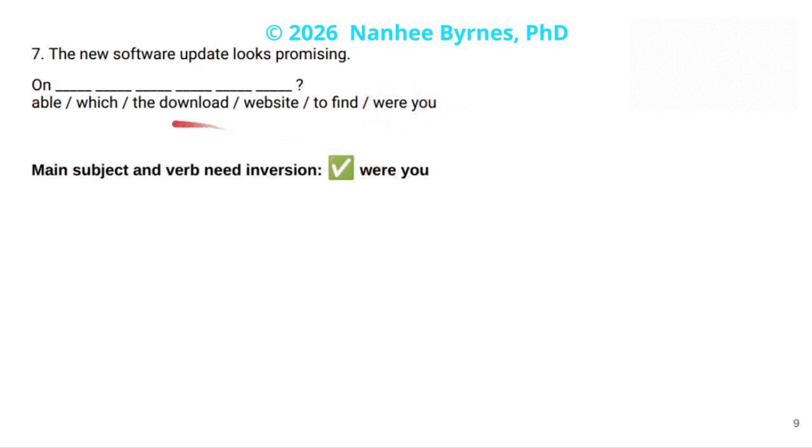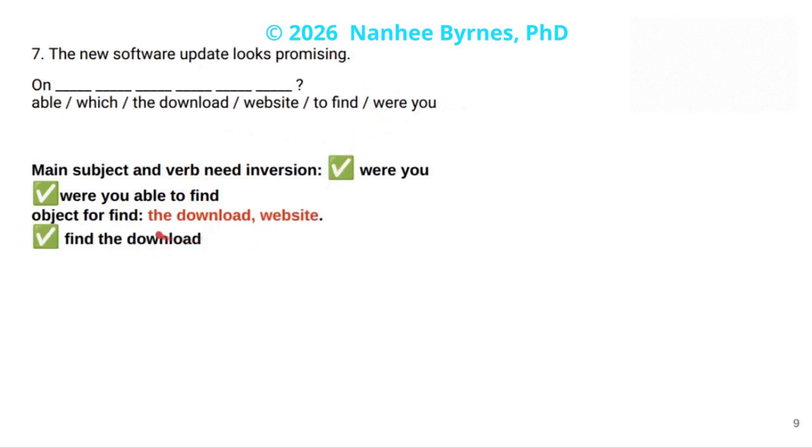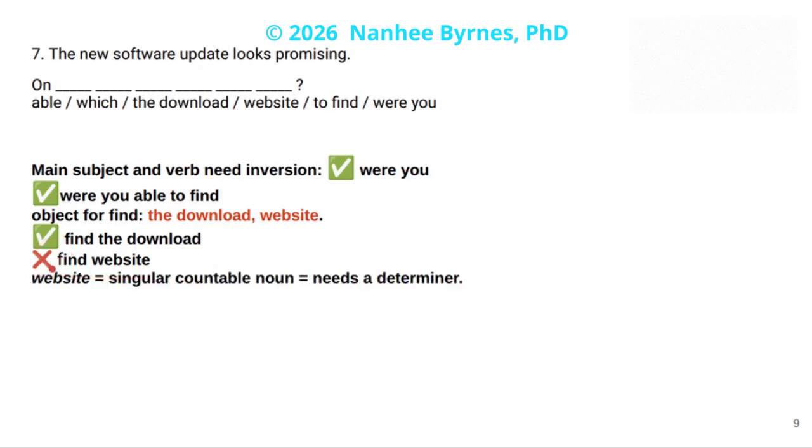Were you able to find? Now, the verb find needs an object. The options are the download and website. It has to be the download because website is a singular countable noun and cannot appear without a determiner. This is where which comes in. Which website works perfectly because which functions as a determiner.